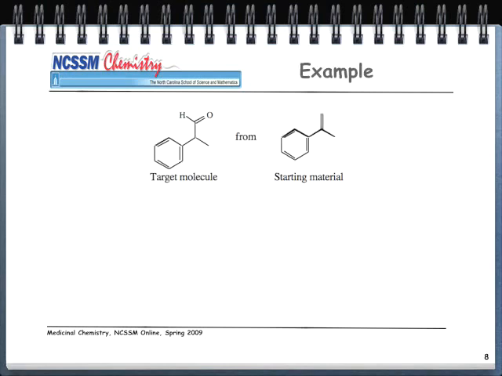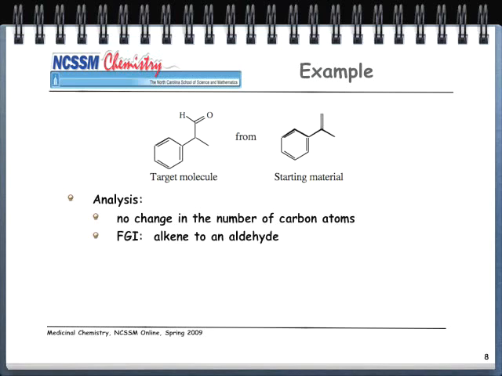Okay, so here's a quick example. Here's my target molecule. I'm trying to form this aldehyde there. And you see the starting material over there on the right. So here's my analysis. My analysis says I don't have any change in the number of carbons. I don't need to add any carbons. I don't need to eliminate any carbons because I have the same number of carbons in both molecules. For my functional group interconversion, however, I do need to change an alkene, and you see the alkene over on your right. I need to change that alkene there to the aldehyde. So that's my functional group interconversion.